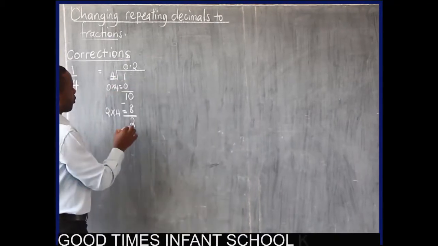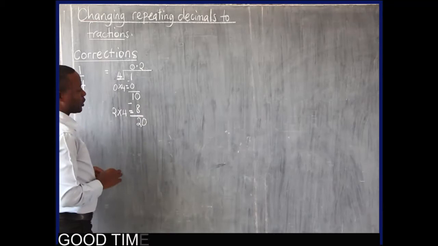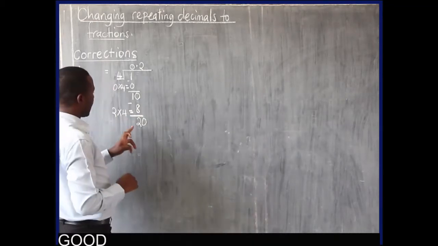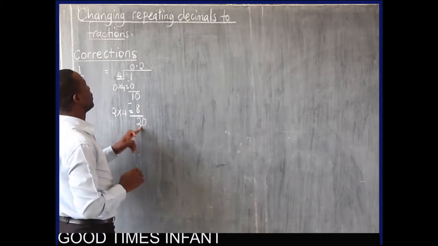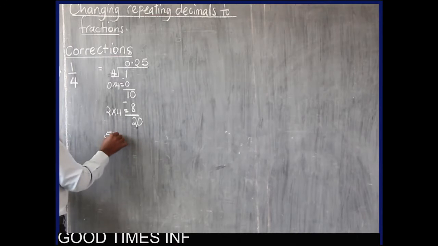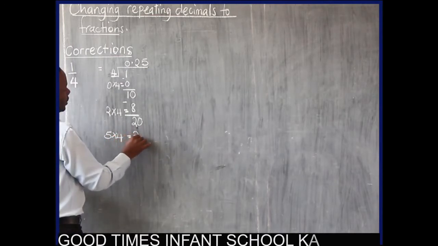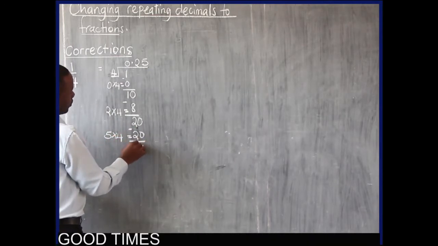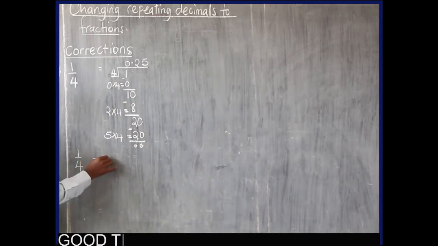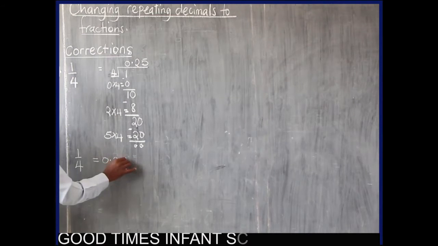We already have a decimal point. We put a 0, it becomes a 20. So how many 4s are in 20? You will tell me 5. And 5 times 4 is equal to 20. So 0, 0. Now this is 1 out of 4 equals 0.25.